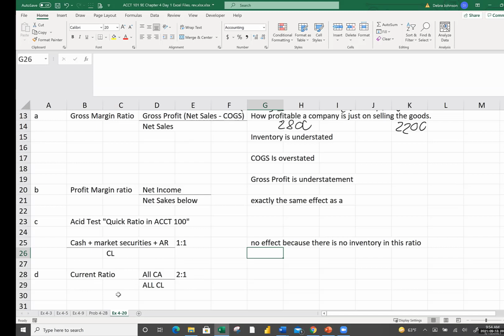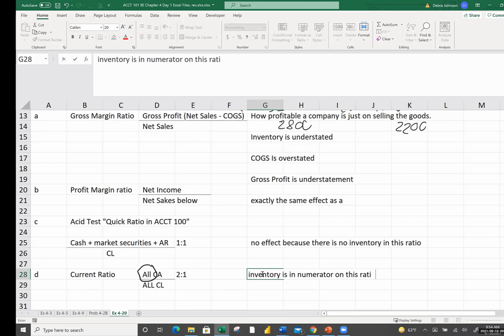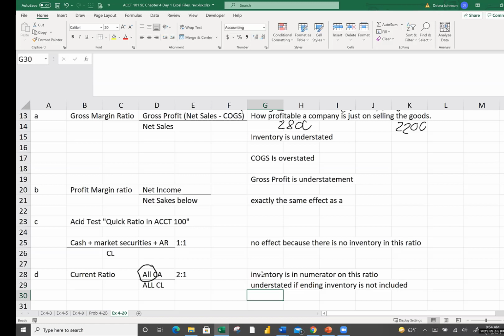Now, will that change with this last one? The answer is yes, because unlike that acid test, this is all the current assets. So inventory would be in the numerator on this one because it's part of a current asset. And it would be understated if ending inventory is not included. So that one's not easy. That one makes you think through the accounting equation and how having one mistake can drop down to another.